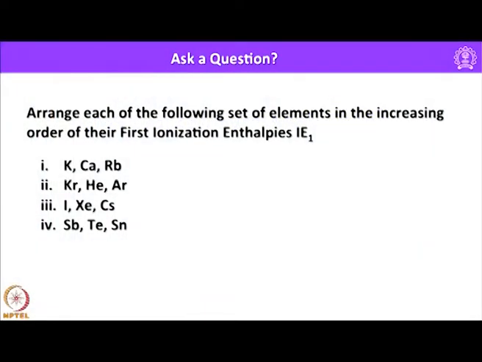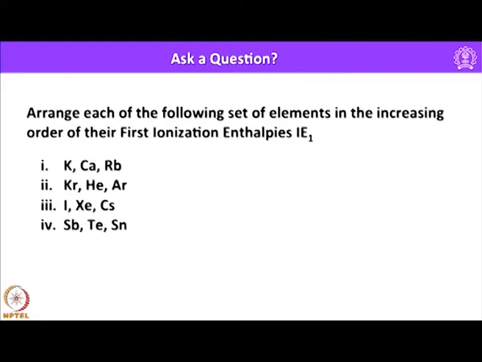So, now another question. Arrange each of the following set of elements in the increasing order of their first ionization enthalpies. I repeat again, arrange each of the following set of elements in the increasing order of their first ionization enthalpy. We have 4 sets. In the first set we have potassium, calcium and rubidium. Next we have krypton, helium and argon, and third one we have iodine, xenon and cesium. In the last series we have antimony, tellurium and tin.